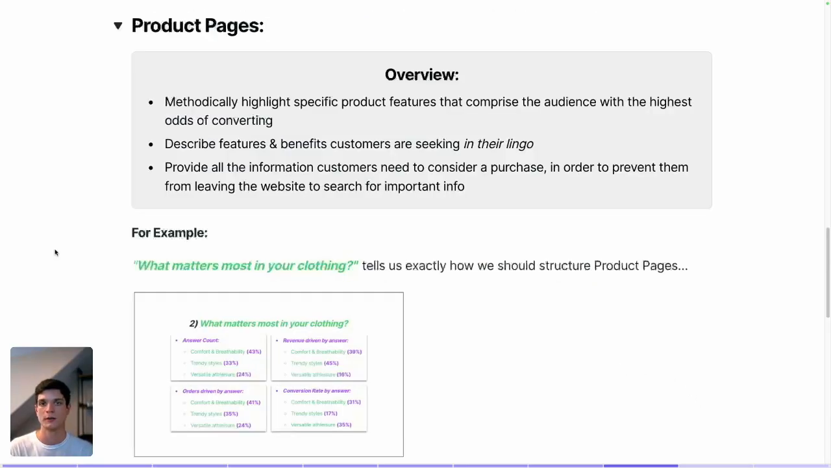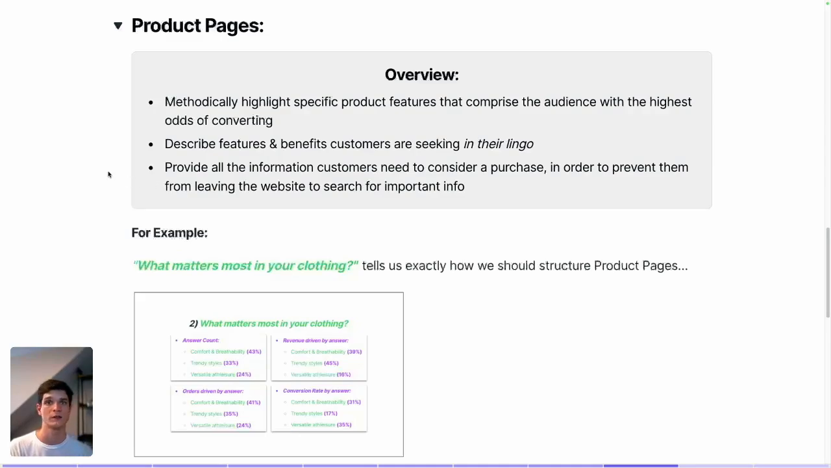The way in which data is used to improve product page conversions is by methodically highlighting the specific product features that comprise the highest quality audience, the audience with the highest odds of converting, to describe features and benefits that customers are looking for in these products, and to provide all the information customers need to consider a purchase in order to prevent them from leaving the website to search for that information manually.